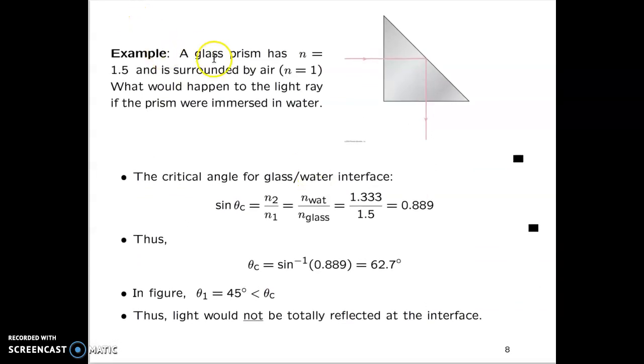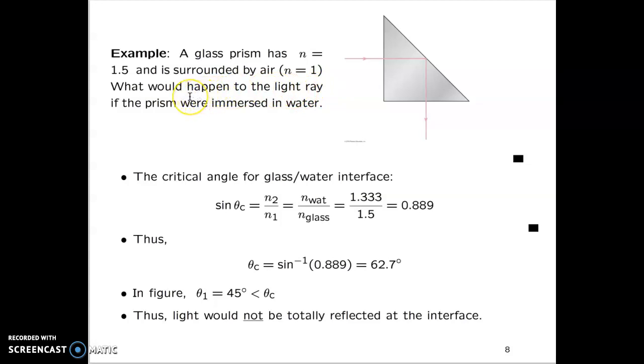Let's say we have a glass prism. Okay, so it's just a triangular piece of glass. And the light is shone into this triangular piece of glass. Here it goes, and it strikes the surface. And when the glass is surrounded by air, we will get, as it turns out, total internal reflection.